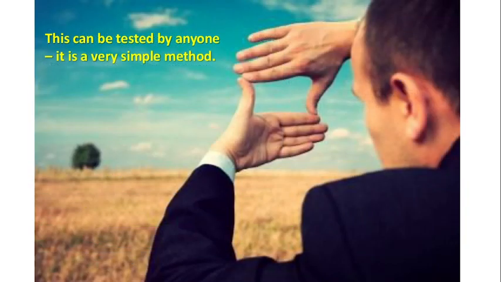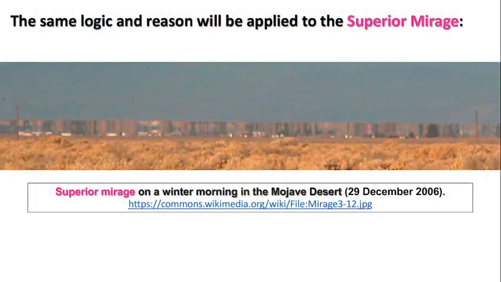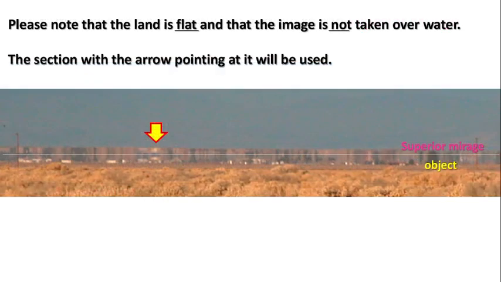This can be tested by anyone. It is a very simple method. The same logic and reason will be applied to the superior mirage. Superior mirage on a winter morning in the Mojave Desert, 29th of December 2006. Please note that the land is flat and that the image is not taken over water. The section with the arrow pointing at it will be used.